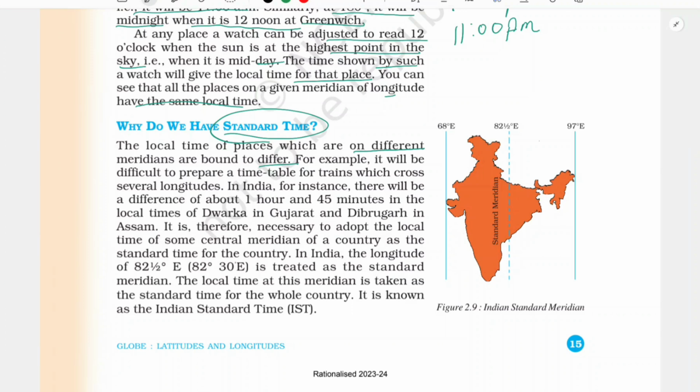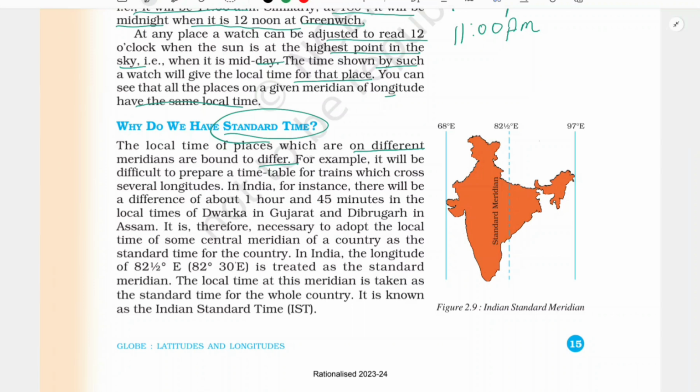But as we have adopted a standard time, if it is 6 a.m. in the eastern side, it will be 6 a.m. in the western side also. But in the eastern side you will find that the sun rises at 5 a.m. and in the western side the sun rises around 7 a.m. So this is the reason behind this difference of time. I hope it is clear.